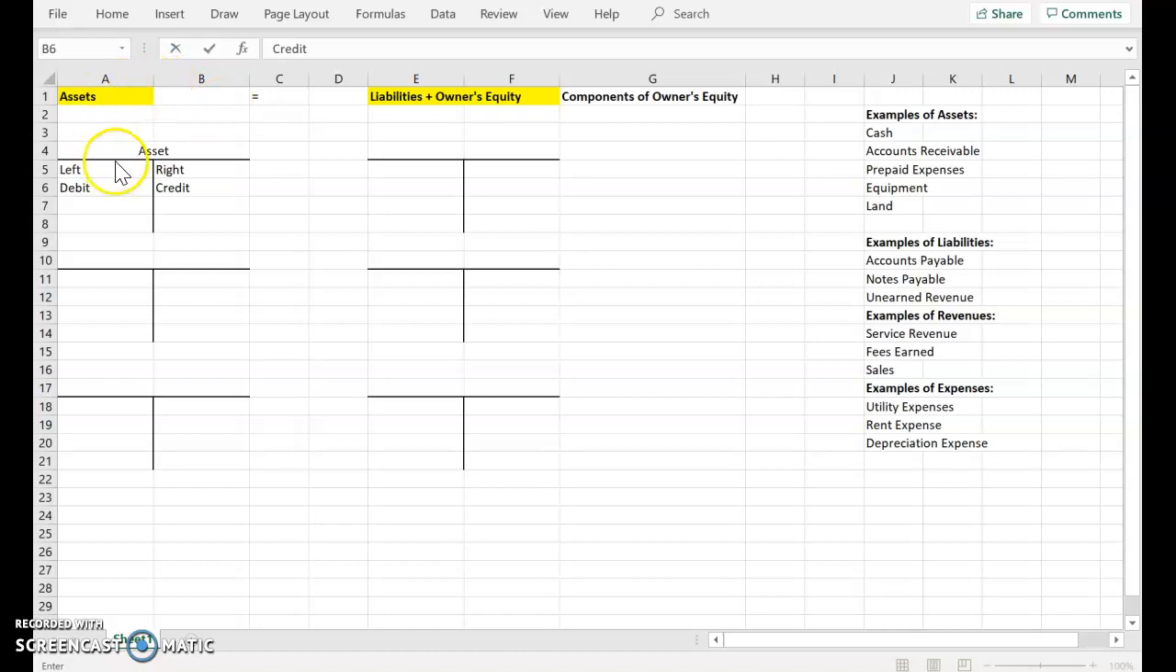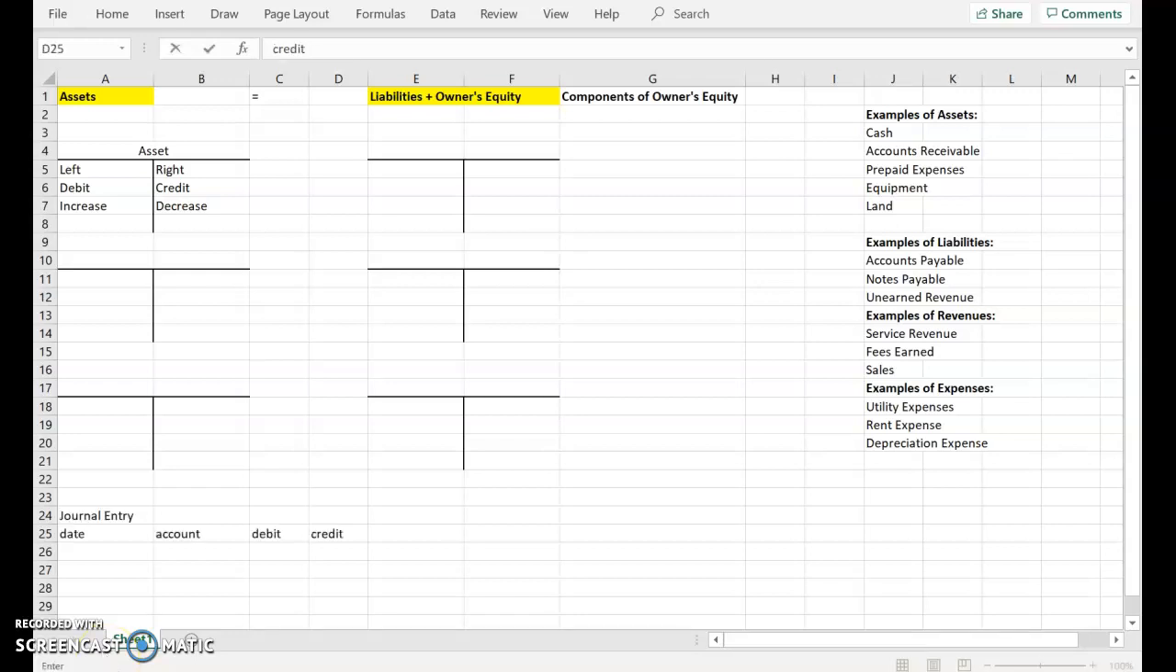Now, because cash is an asset on the left-hand side of the equal sign, the asset cash will increase on the left-hand side and decrease on the right side. Another word for the increased side is the normal balance. An asset has a normal debit balance because that is its increased side. Okay, so if owner invested money, cash into the business, cash would need to go up.